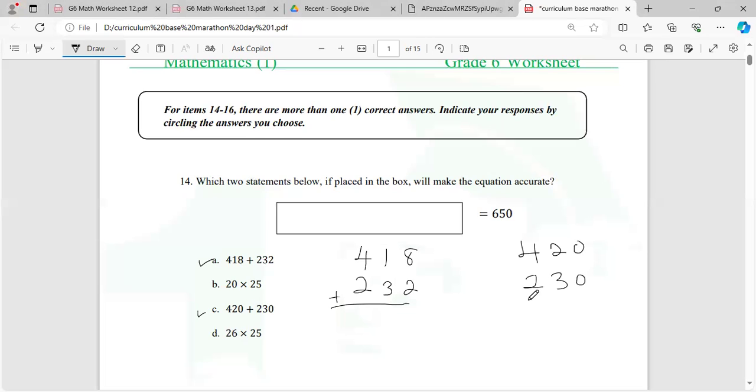Some persons got different options. Somebody included D, so we need to check D, because somebody included D as theirs. Alright, so 8 plus 2, that would be 10. That would be 5. So that one checks out. This is correct, 650. This one now, 0, 5, 6. That one is also correct. But let us check 26 times 25 and see if we get that.